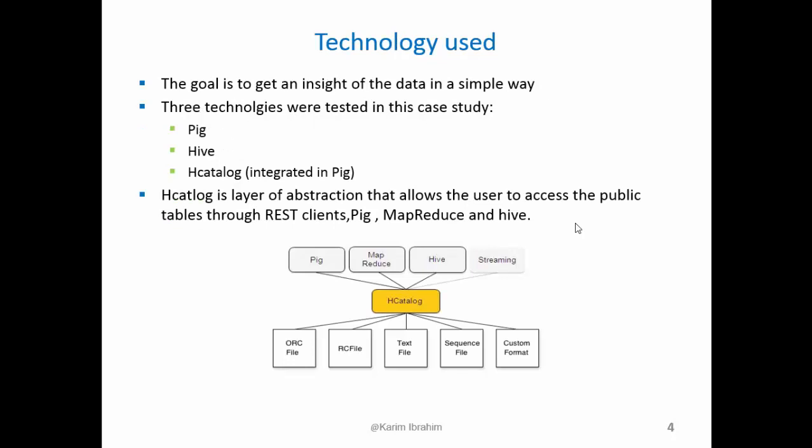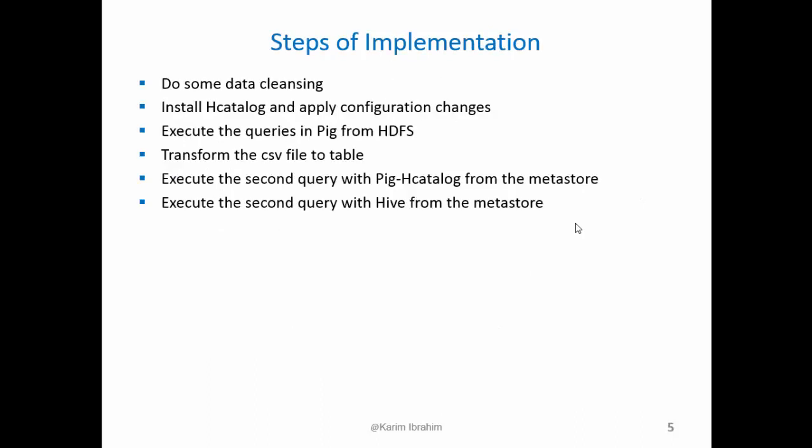For the technology used, I tried to go through the simple way. So I used three different technologies: Pig, Hive, and HCatalog. HCatalog basically transforms flat files, like CSV files and text files, into tables, and enables Pig, MapReduce, and Hive to access these tables. So it's a kind of simplicity for the end user.